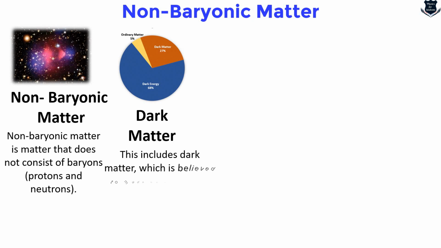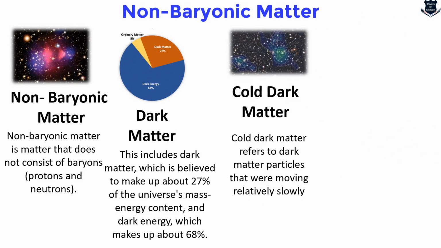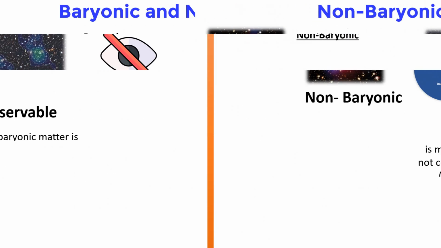For example, dark matter. So it includes dark matter, which is believed to take up around 27% of the universe content, and dark energy, which is around 68%. So the rest of the 5% is the ordinary matter. So it can be divided into dark matter and cold matter. As you can see, cold matter refers to dark matter particles that are, I would say, relativistically moving slowly, and non-baryonic matter cannot be observed because they do not interact through electromagnetic radiation and can only be inferred from what is called gravitational effects.